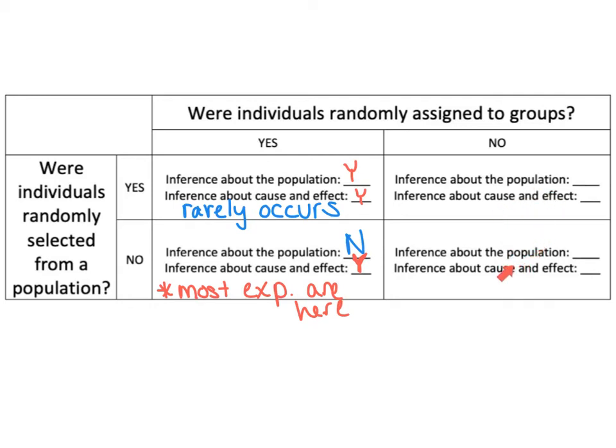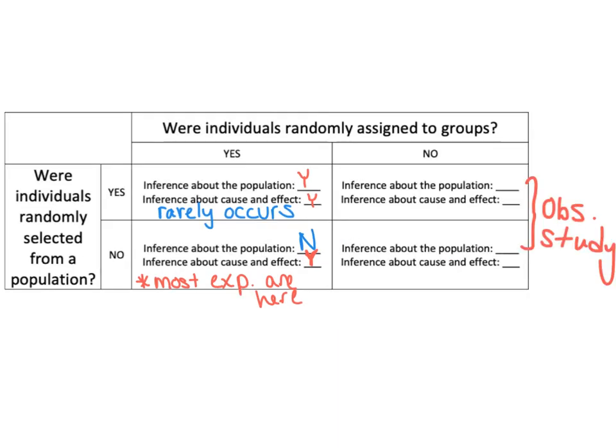Because then I can't do cause and effect. So these two cases are probably talking about an observational study. So to answer this now, up here top right, if we say yes to random selection and no to random assignment, we could make an inference about a population, but we could definitely not make one for cause and effect. So if we're saying no down here, this is also going to be no to cause and effect, but if I'm saying no to random selection from your population, these are both going to be no.